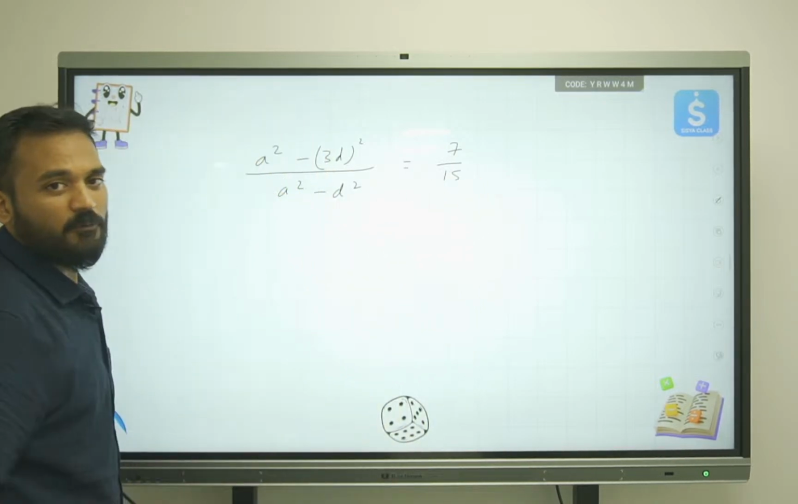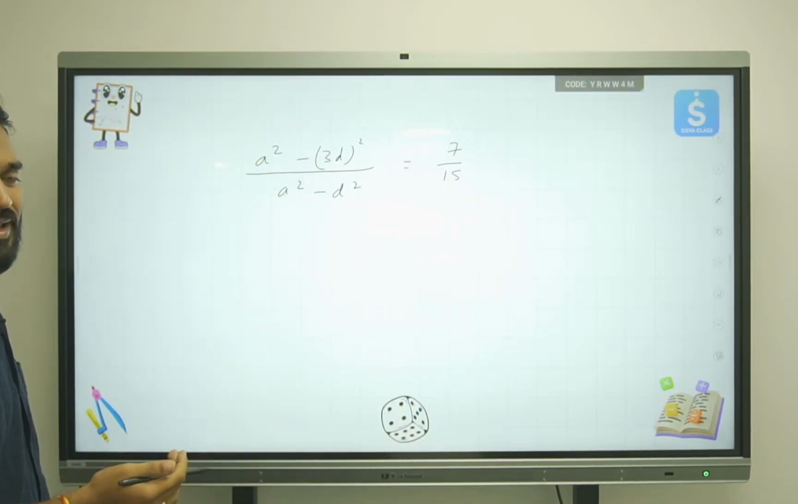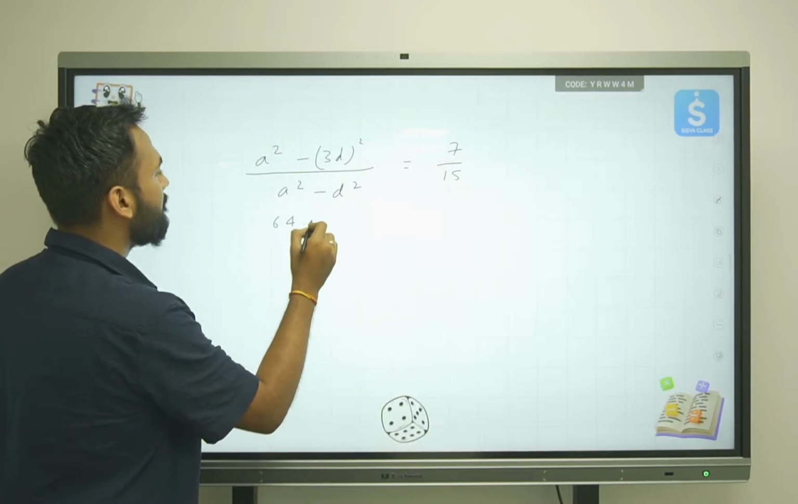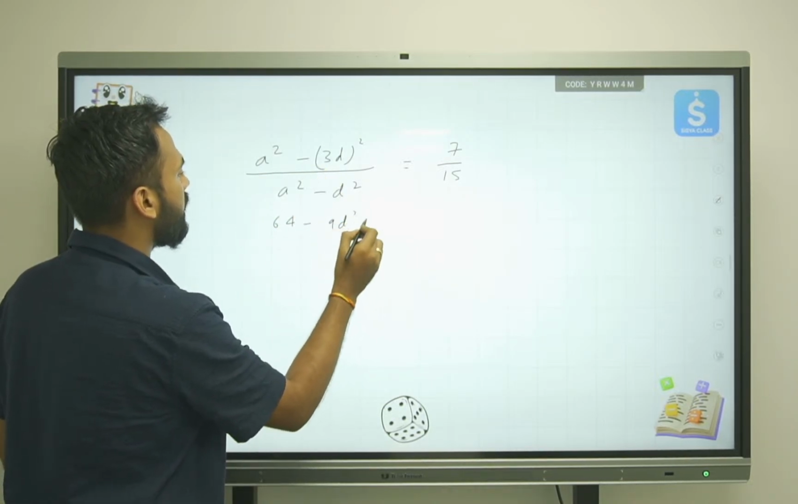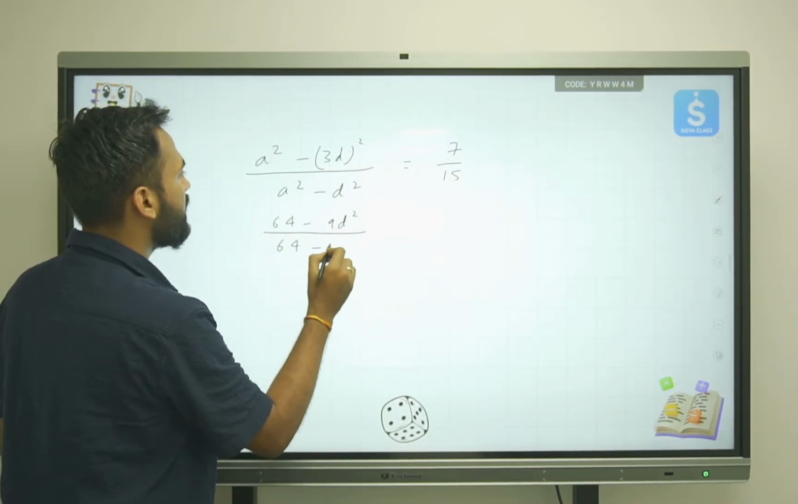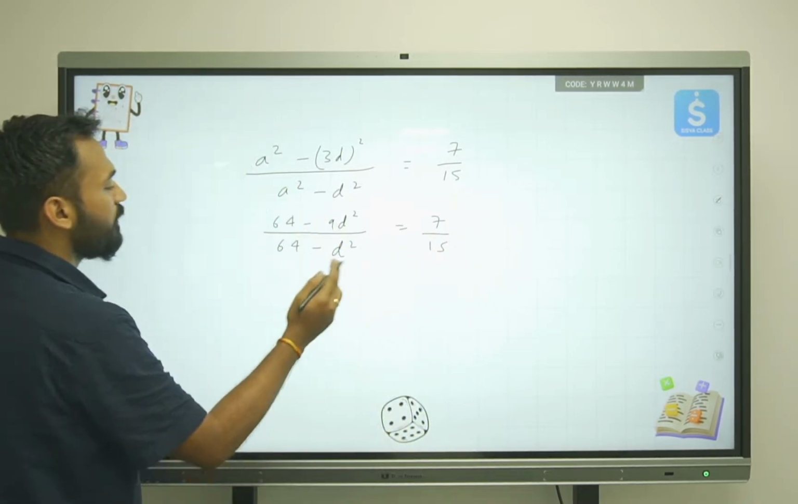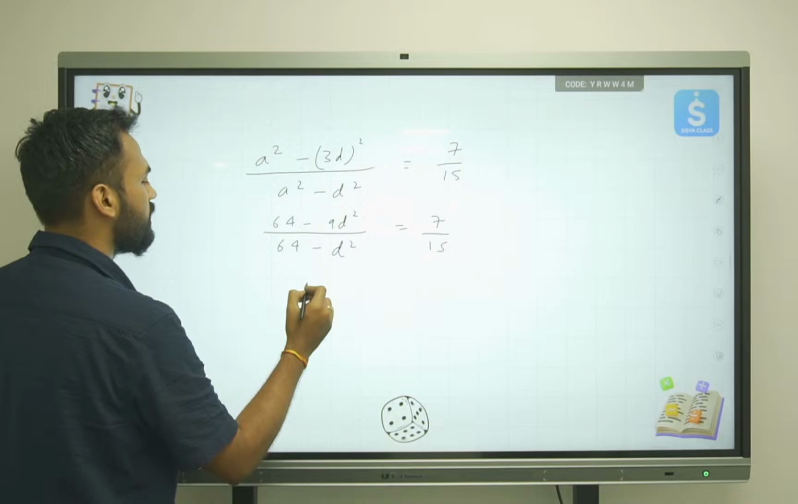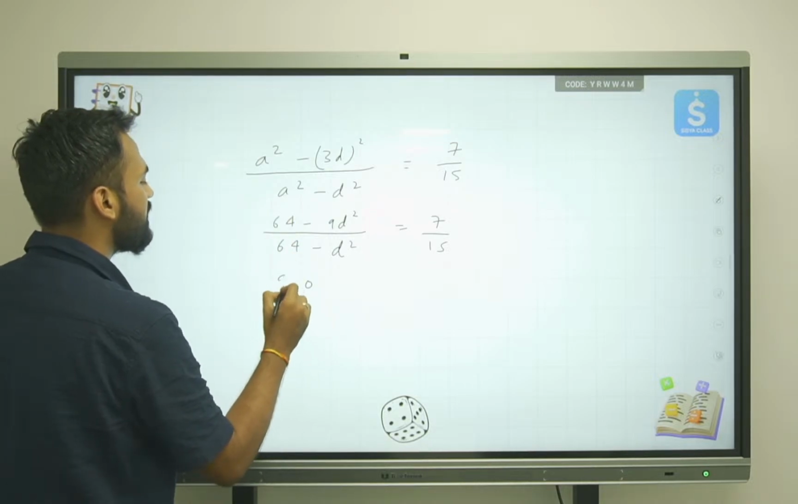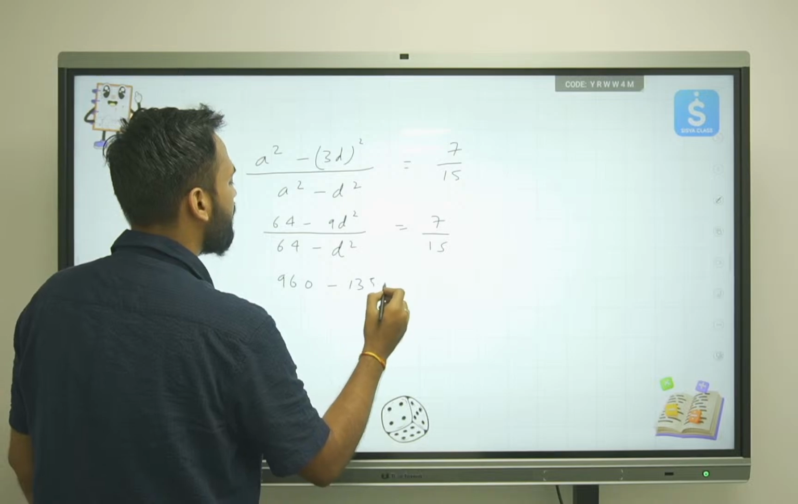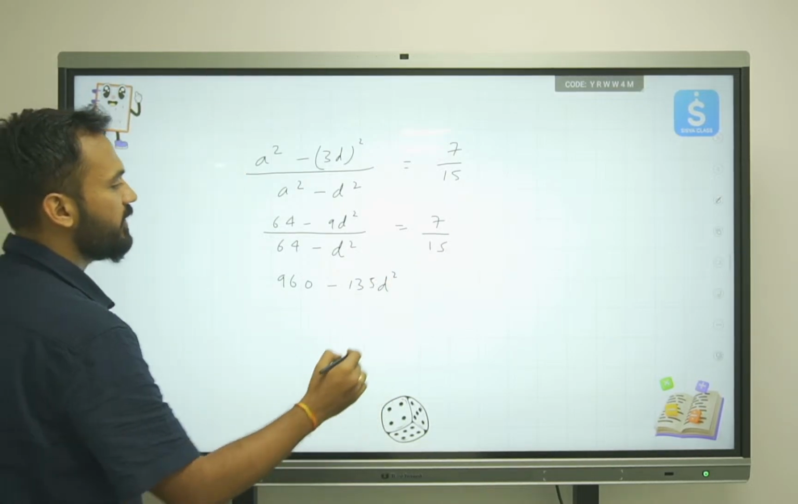So in place of A, I can put 8 because A is 8. We have got A to be 8. So (8 squared, 64) minus 9D squared upon 64 minus D squared is equal to 7 by 15. Let's multiply. 15 times 4 is 60, 6 carry 9, 960 minus 135D squared. 9 times 15 is 135.